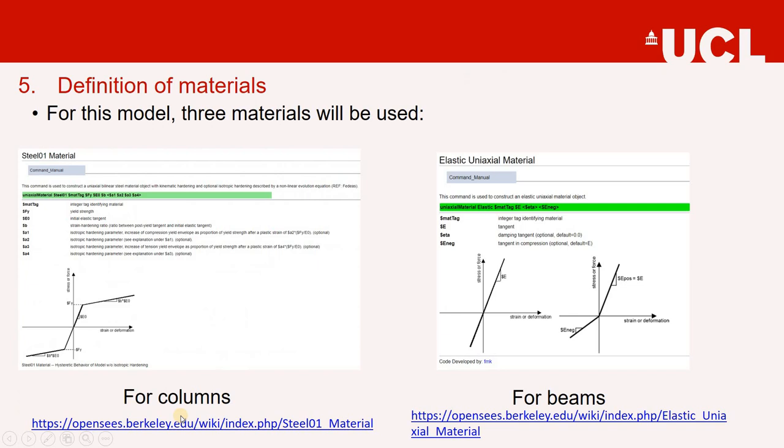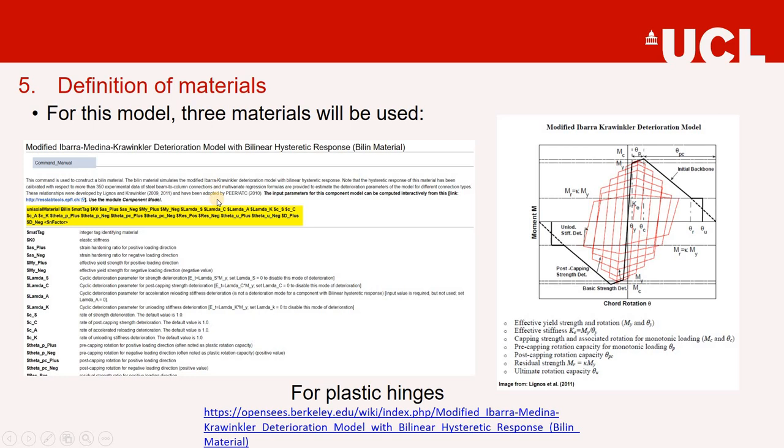So the first material that I mentioned, Steel01, this is the behavior of the material. Basically, that's why it has only a few parameters. The second material is the elastic material. Basically, this is the one that we have defined there, but you can also have a different behavior in tension and compression. And also, this is the Bilin material that is based on the Ibarra-Medina-Krawinkler deterioration model. And like I said, you can know more about it both in this website or directly in Professor Lignos and Professor Krawinkler's paper. This material allows us to capture the deterioration of the spring of the plastic hinge in this case in a very efficient way.